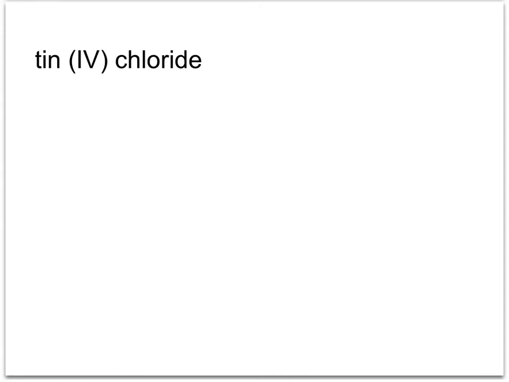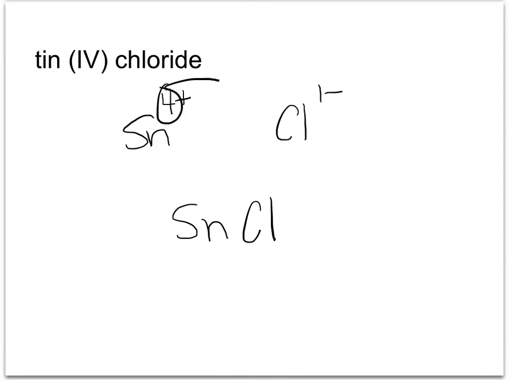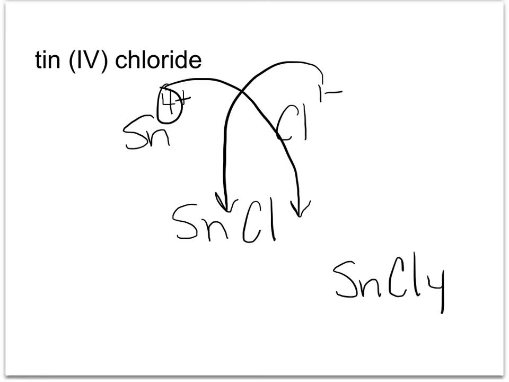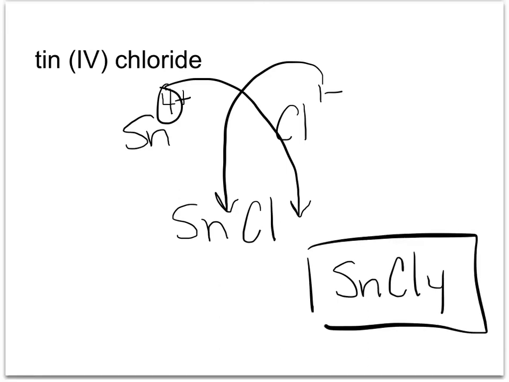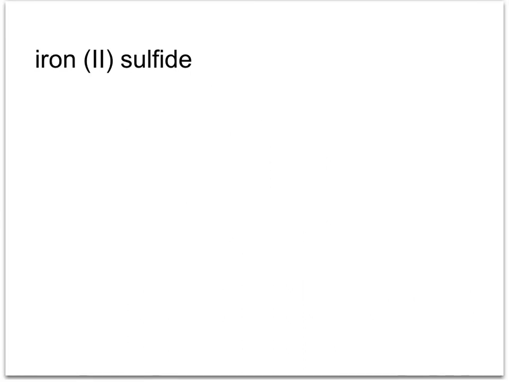Here's another one. Tin symbol is Sn, comes from its ancient name stannum. Notice the Roman numeral 4, that means it's 4+. Chloride is Cl with a 1-. It's representative, so I write SnCl. The 4 comes down here, the 1 goes over here. SnCl4. That is tin 4 chloride.